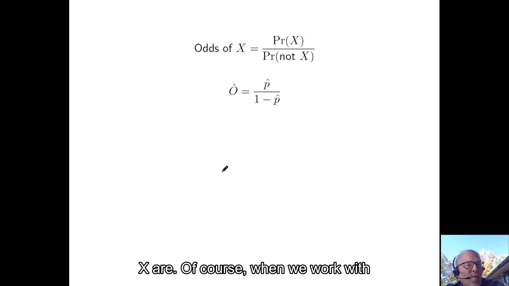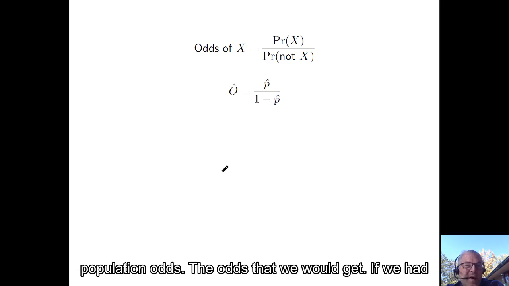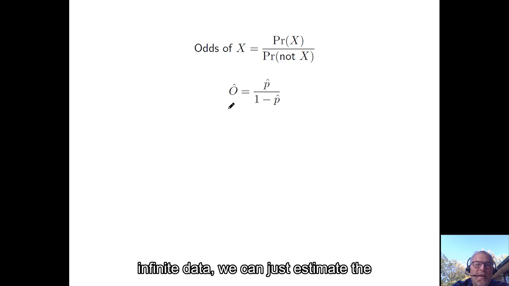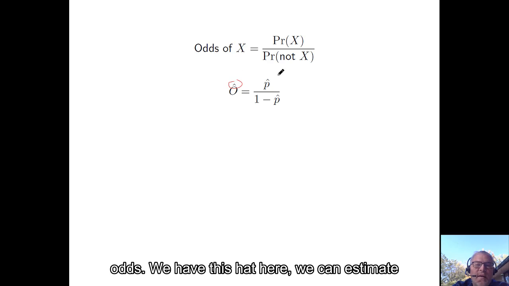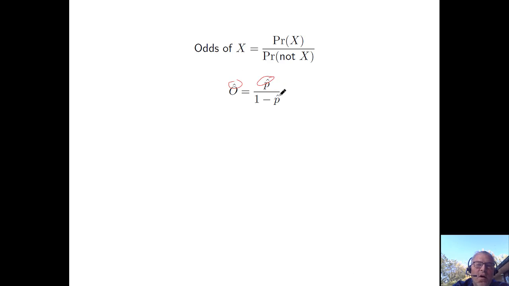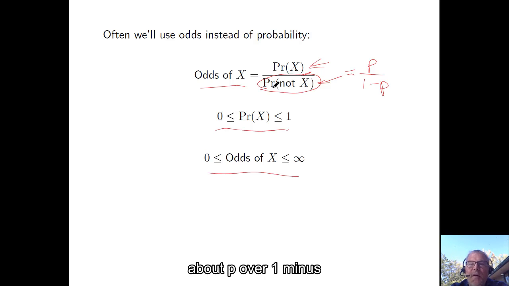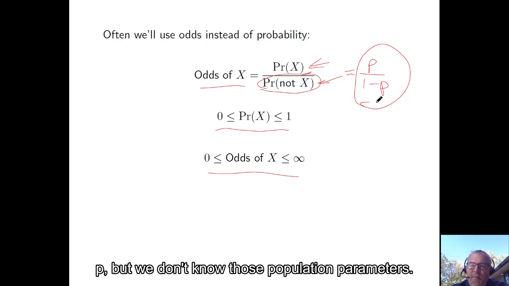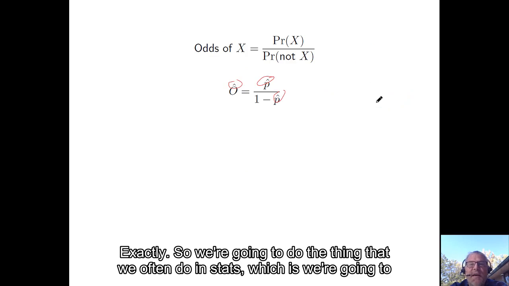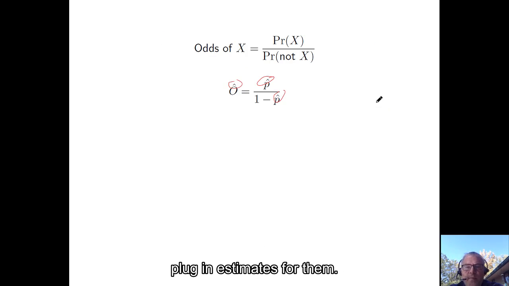Of course, when we work with real data, we don't get to see the true population odds, the odds that we would get if we had infinite data. We can just estimate the odds. So we have this hat here. We can estimate the odds as p hat over 1 minus p hat, right? On the previous slide, I was talking about p over 1 minus p, but we don't know those population parameters exactly, so we're going to do the thing that we often do in stats, which is plug in estimates for them.